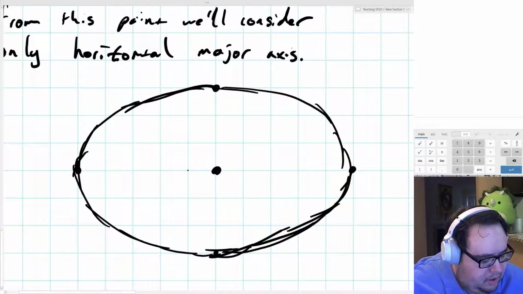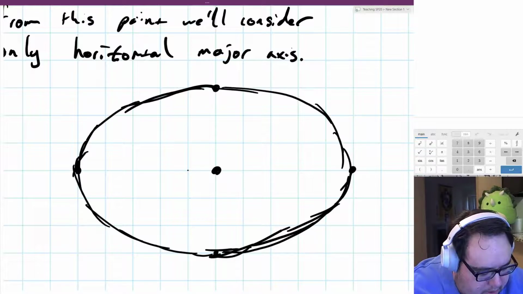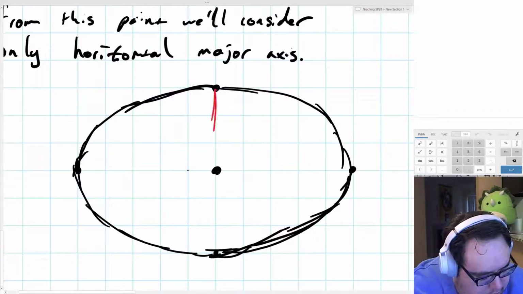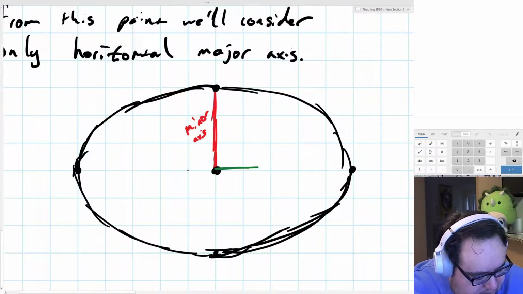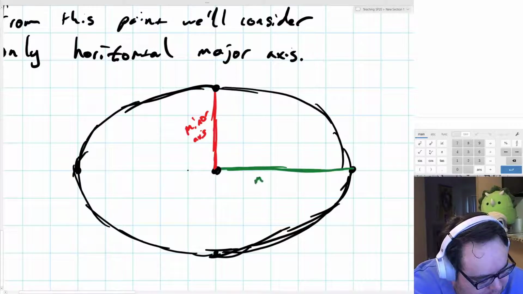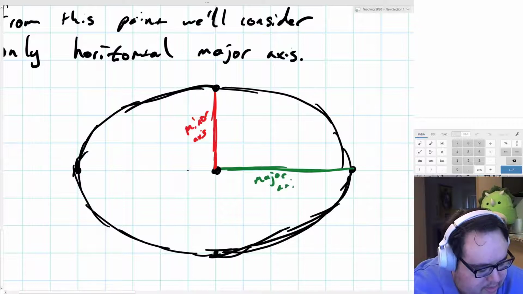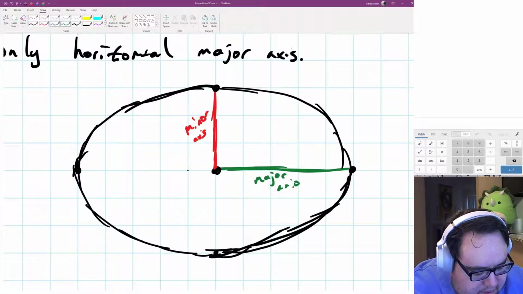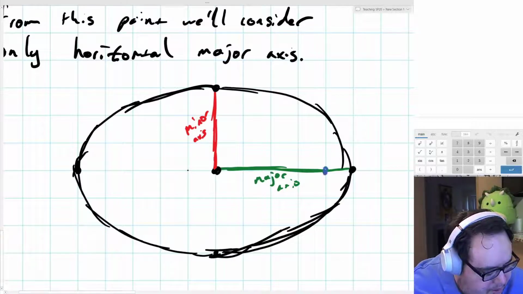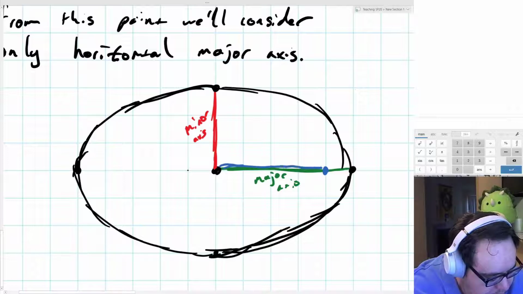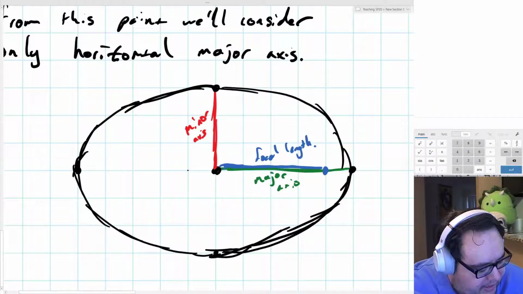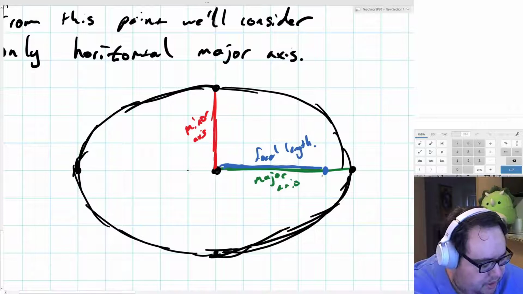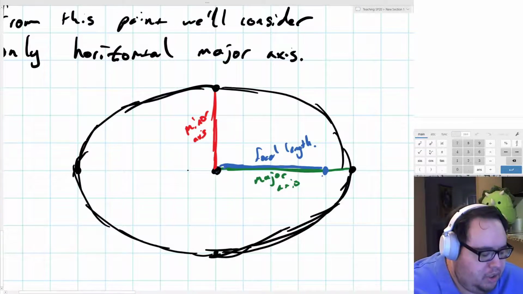And we have a couple of important things to label here. So here is our minor axis. Then here is our major axis. And then maybe our focus is somewhere around here. How do we actually find this length between the center and the focus? Well, if we know where the focus is, we can measure it, right? But let's say we don't.